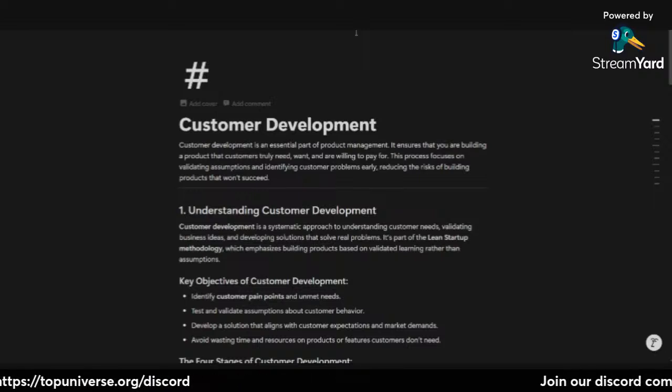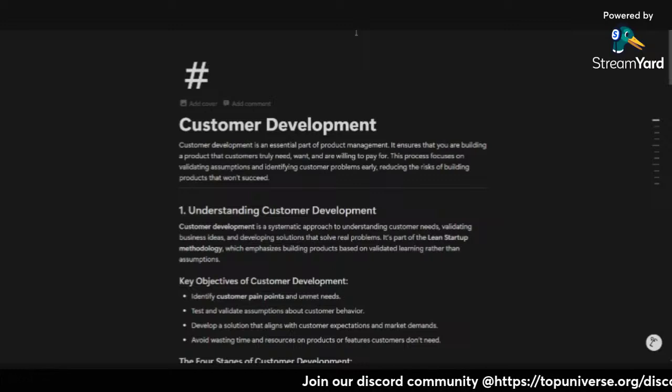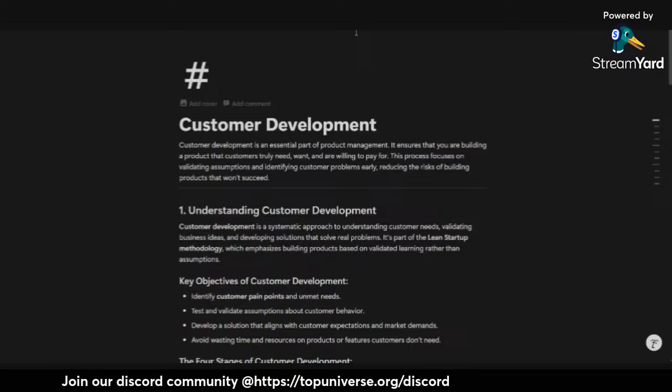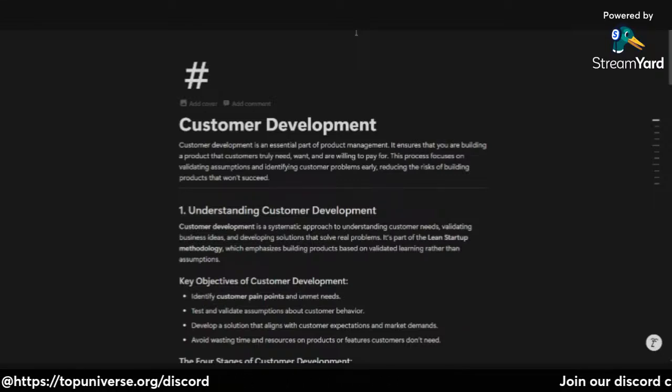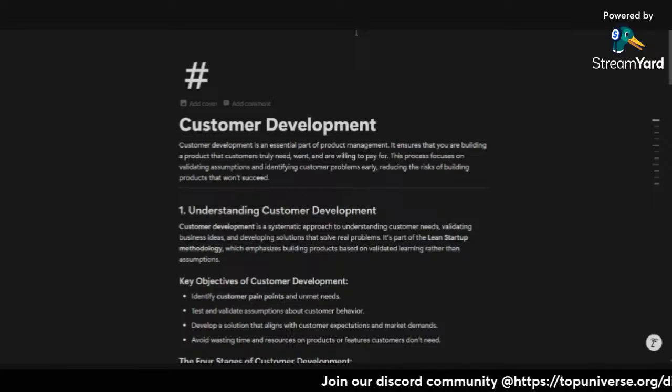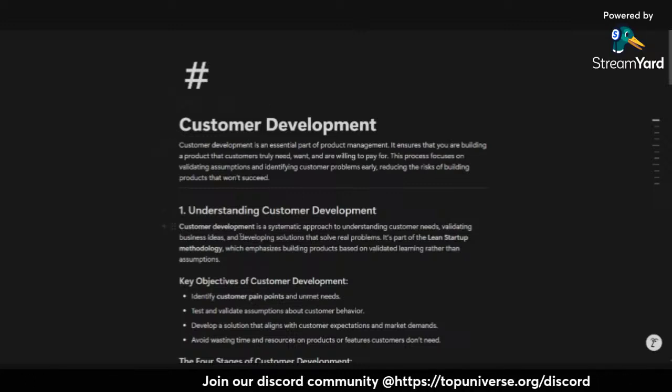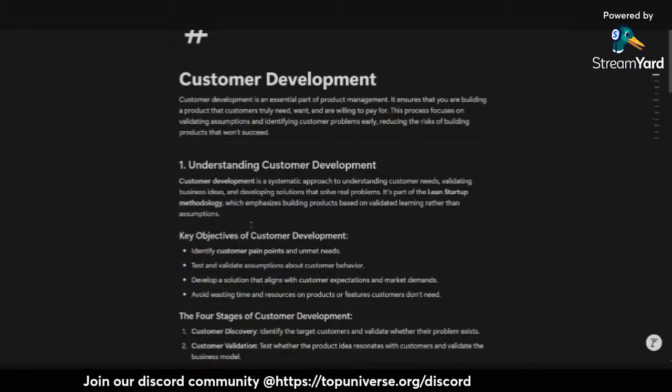All right. So customer development is an essential part of product management. It ensures that you're building a product that customers truly need, want, and are willing to pay for. This process focuses on validating assumptions, identifying customer problems early, and reducing the risk of building products that won't succeed within your organization. All right, so let's try to understand what customer development is exactly.